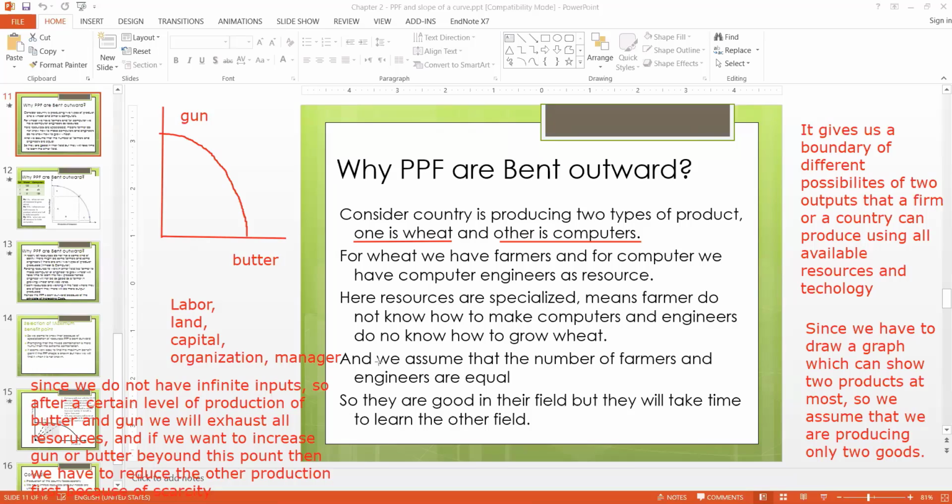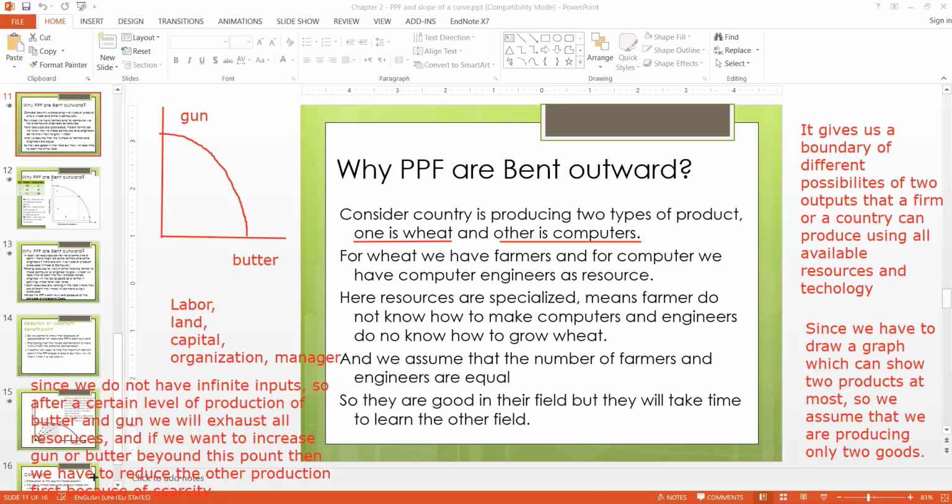So they are good in their field. Farmers are good in farming and engineers are good in computer making, but it will take time to learn the other field. Since they might have to work in the other factory, an engineer might have to work in the farm and the farmer might have to work in computer engineering. So they will learn by practice. So this is the background.